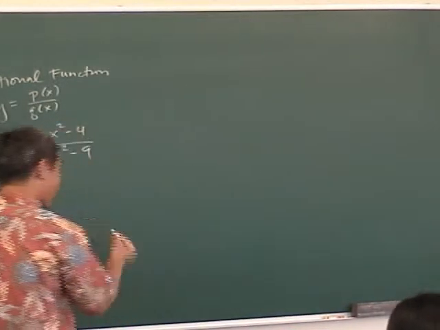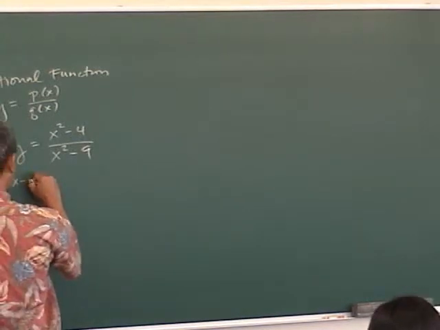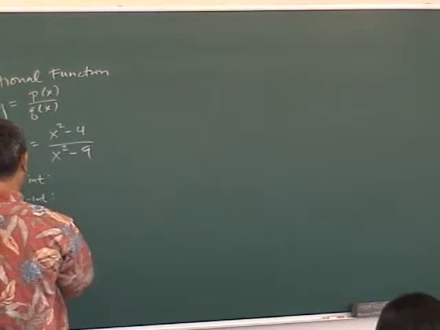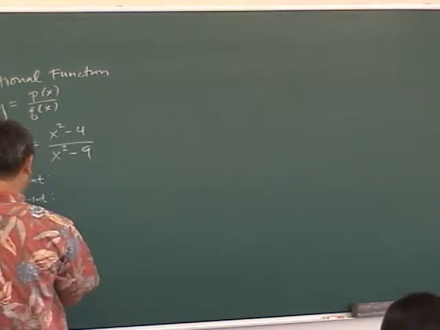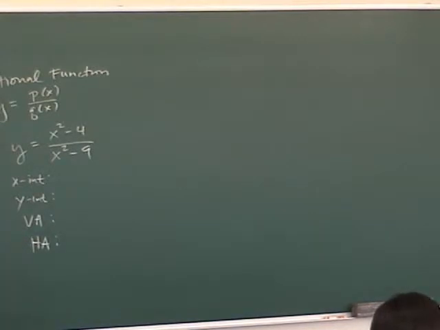See, polynomial over polynomial. Okay, now how do you graph rational functions? Well, if you just go through the 4 things I teach you, it's so easy. First, you plot the x-intercepts. Then you plot the y-intercept. Then you look for vertical asymptotes, and then horizontal asymptotes. If you just go through these 4 things, it's pretty easy to draw the graph.